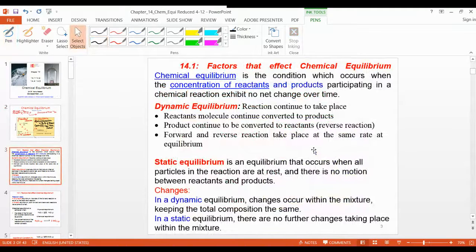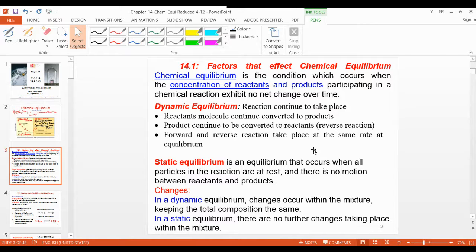Okay. Now these are the two types of equilibrium. Chemical equilibrium is the condition which occurs when the concentration of reactant and the product participating in a chemical reaction exhibit no net change over time. This I already told you. Because the concentration of reactant and the product will be the same at equilibrium, and there is no change when the equilibrium is set up.